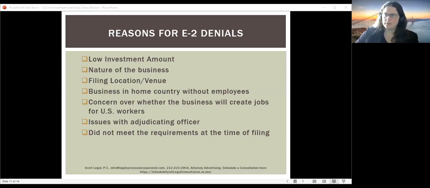And then finally, if you didn't meet the requirements at the time of filing. So if you owned 30% of the company and didn't control it, and the company wasn't owned by any other treaty country nationals, you're not going to qualify. If you haven't done anything to get the business up and running yet, or maybe you say, well, I have money in my personal account and I'm going to invest it, at that point, you just have not met the requirements yet. And so at that point, you want to speak to an attorney, understand what the requirements are, and make sure that when you're reapplying, if you reapply, that you have an argument for how you've met each of the requirements.